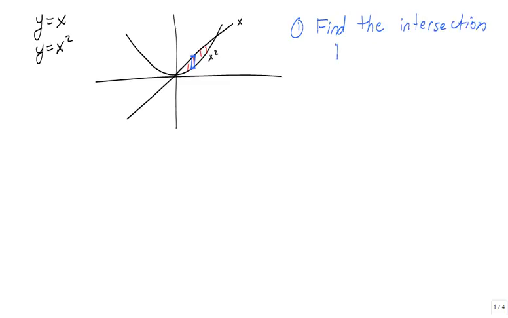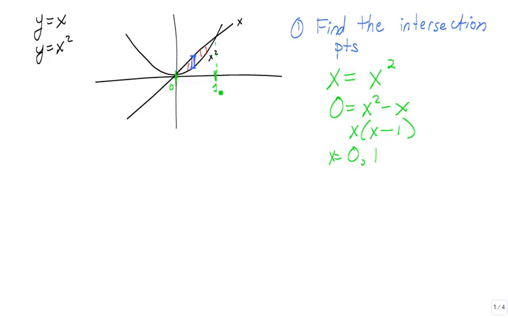Now, if it's easy to see, then you don't have to do this, but we have to find out where we're integrating from. Like we're integrating from here to here, and we don't know that point, so we set the two equations equal, and that's going to give us x equals 0 and 1. So 0 and 1 is where we're going to integrate.